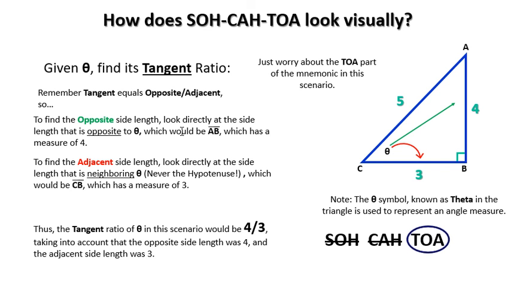Given theta, find its tangent ratio. Remember, tangent equals opposite over adjacent, so to find the opposite side length, look directly at the side length that is opposite the theta, which would be line AB, as shown here, which has a measure of 4. And to find the adjacent side length, look directly at the side length that is neighboring theta. Once again, this is never the hypotenuse, so in this case, it would be line CB, which has a measure of 3. Thus, the tangent ratio of theta in this scenario would be 4 over 3, taking into account that the opposite side length was 4 and the adjacent side length was 3.